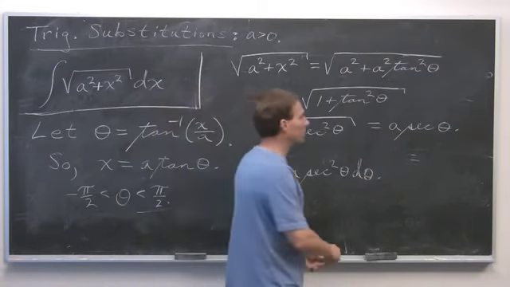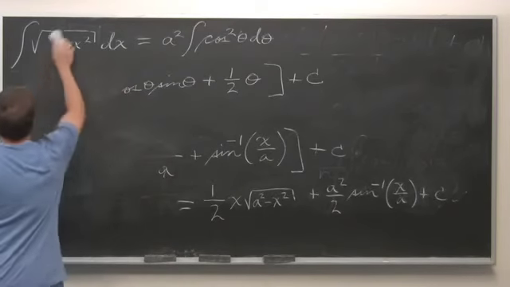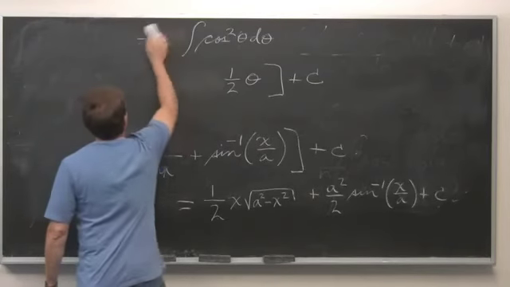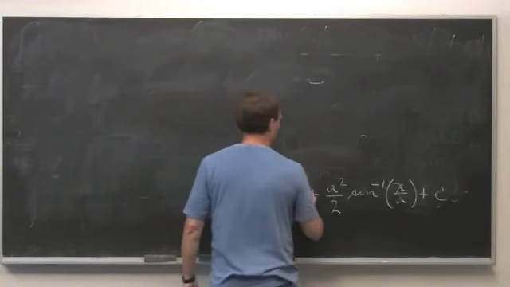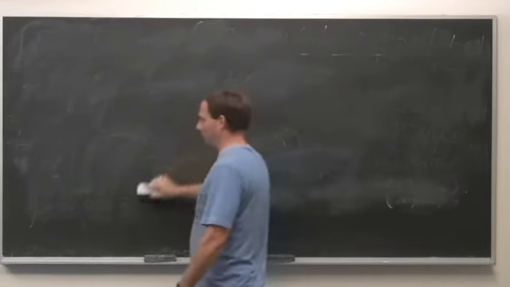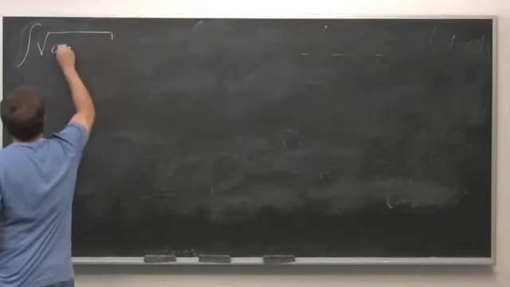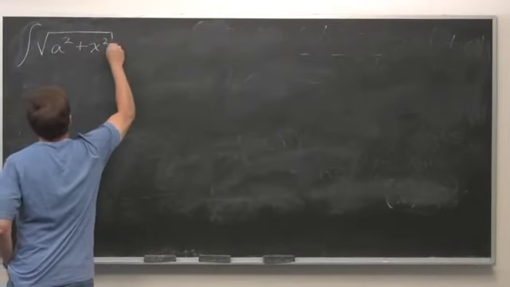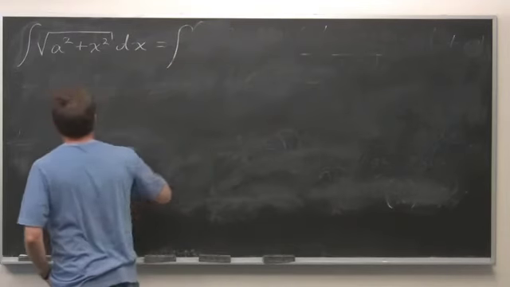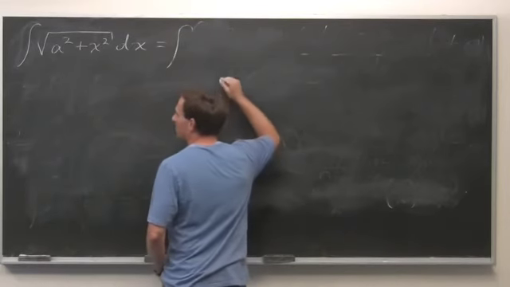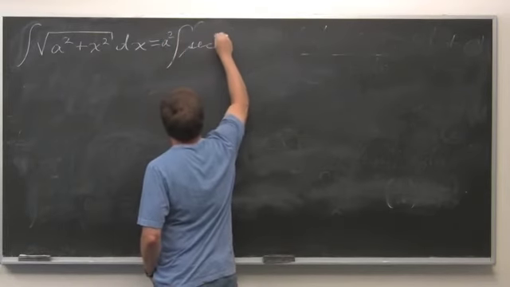dx is a secant squared theta d theta. I assume you can see where this is headed now. It's headed to a big mess, but it's a mess that we can deal with because we're going to get the integral of secant cubed theta, which we just derived a few minutes ago. So if you put these things together, what you get is a secant theta times a secant squared theta d theta. So you get an a squared secant cubed theta d theta.